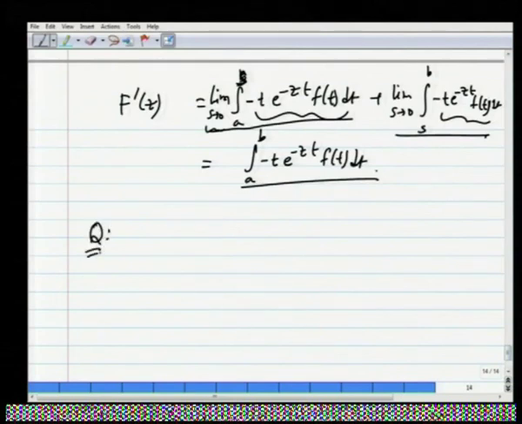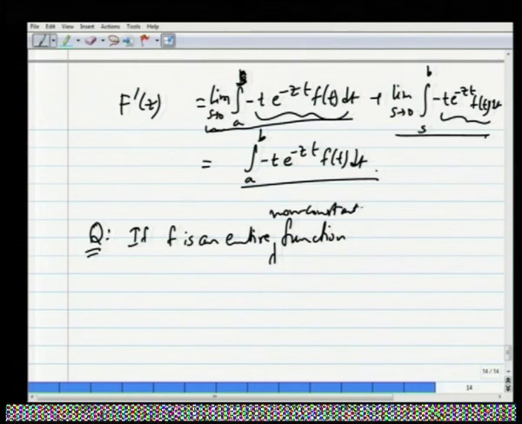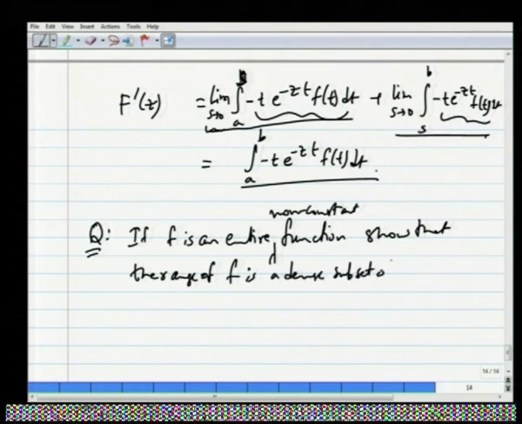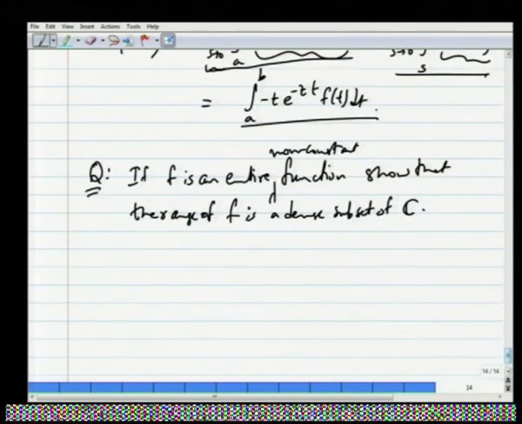Okay. So, that is okay, and I will put one more question to the viewer. If f is an entire, non-constant function, show that the range of f is a dense subset of C. Okay. So, to show that it is a dense subset of C requires some more work. So, it is an exercise.